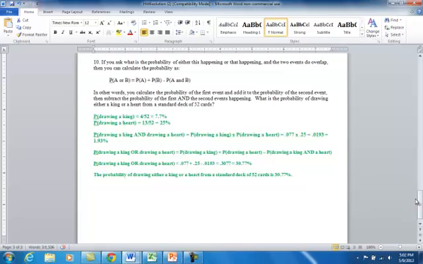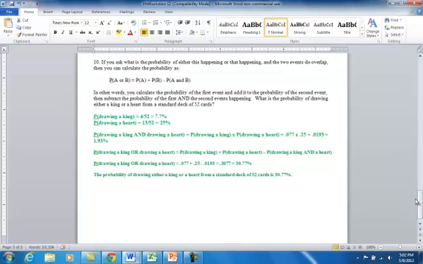So probability of drawing either a king or a heart from a standard deck of 52 cards. Following the formula, probability of drawing a king is 4 out of 52, and that equals 7.7%. The probability of drawing a heart, there's 13 hearts in the deck, 13 over 52 is a 25% chance that you're going to draw a heart, which makes sense if you play cards, right? Because there's 4 suits, and hearts are one of them.